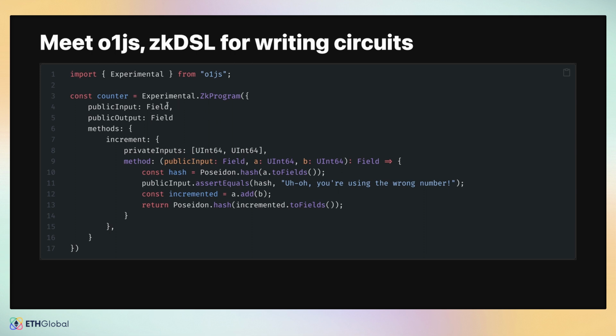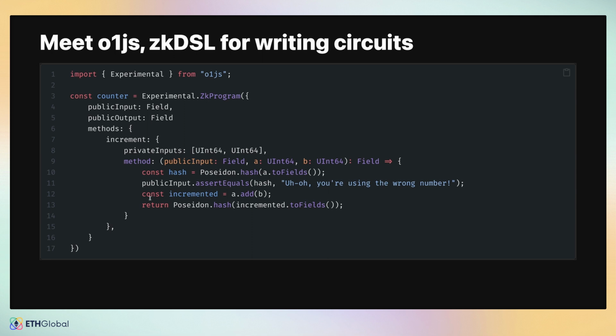So the circuit takes in and outputs a field. A field is the most primitive or the simplest type of the Kimchi proof system. It's 256 bits large, and it allows us to store multiple different types of data, like for example hashes, right? So with the built-in hashing library, once you create a hash, it results in a single field.